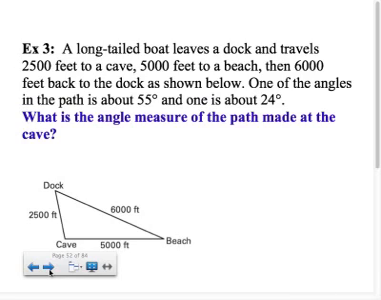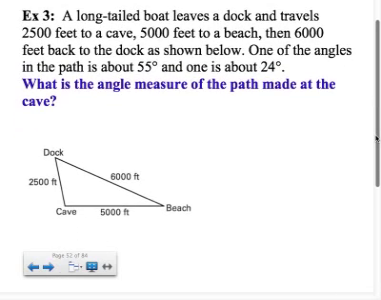It says a long-tailed boat leaves a dock and travels 2,500 feet to a cave, 5,000 feet to a beach, then 6,000 feet back to the dock as shown below. One of the angles in the path is about 55 and one is about 24. What is the angle measure of the path made at the cave?